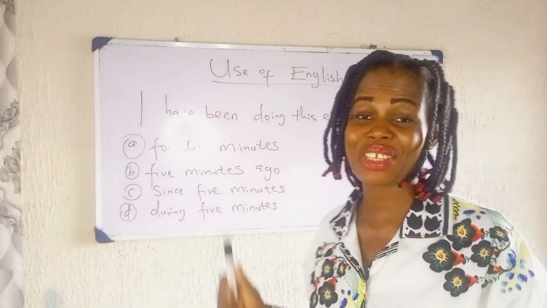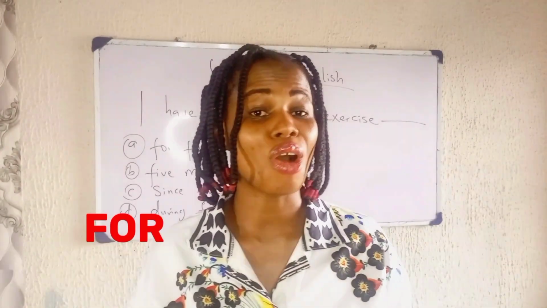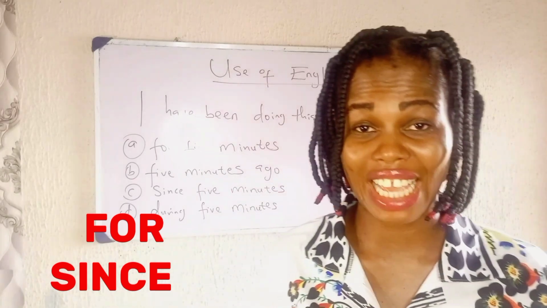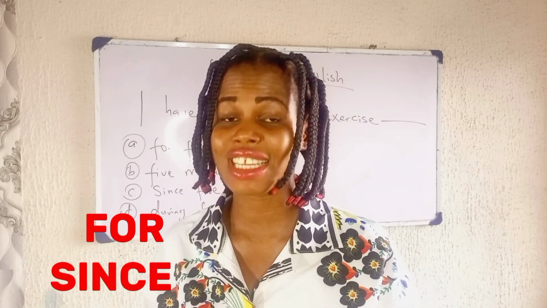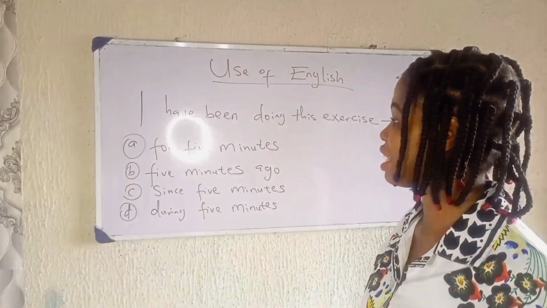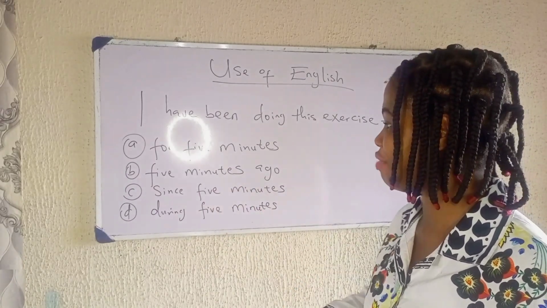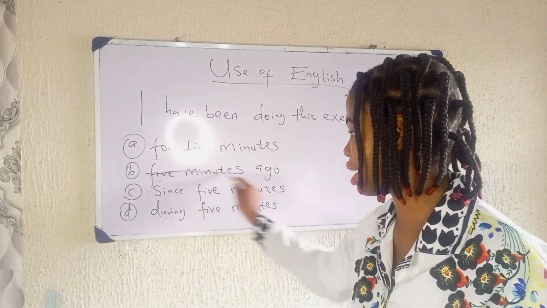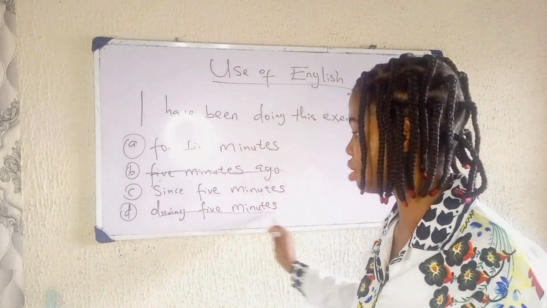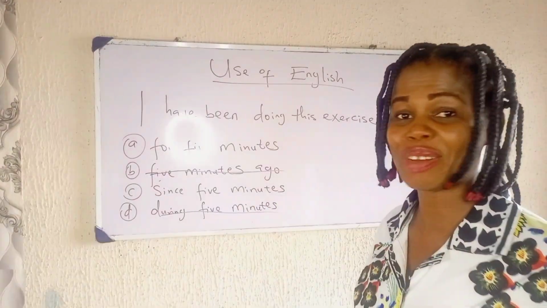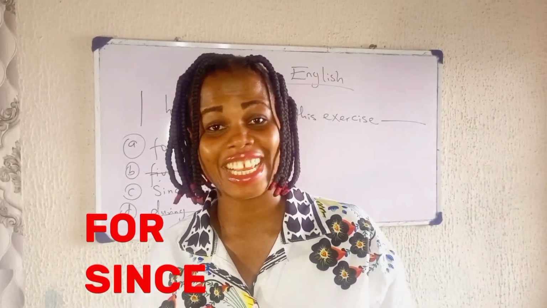Now this question is meant to test your understanding of how to use for or since in a sentence. Do you know how to use for or since in a sentence? Let's look at this question again. For 5 minutes, 5 minutes ago. I believe you already know that this is not the correct answer. During 5 minutes ago, so this you already know is not the correct answer. So I'm going to be teaching you how to use for and since in a sentence.